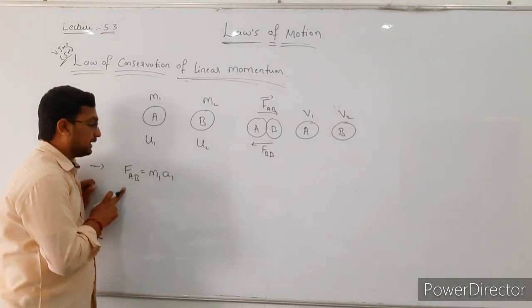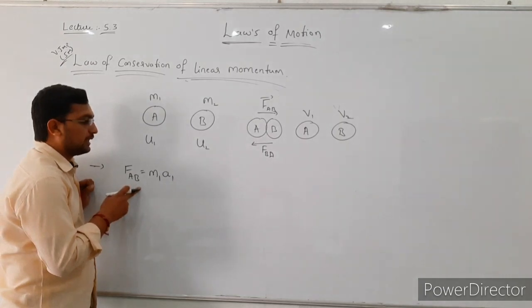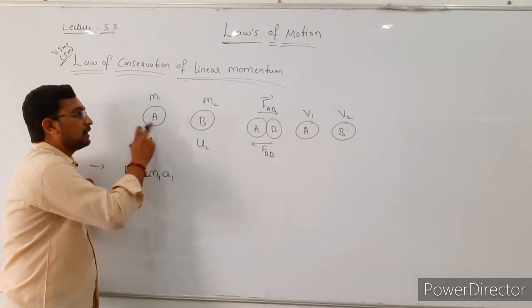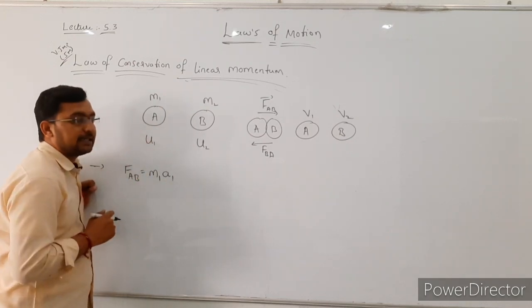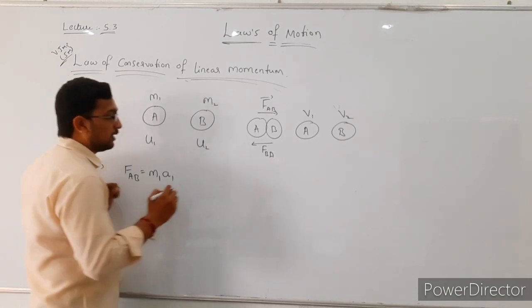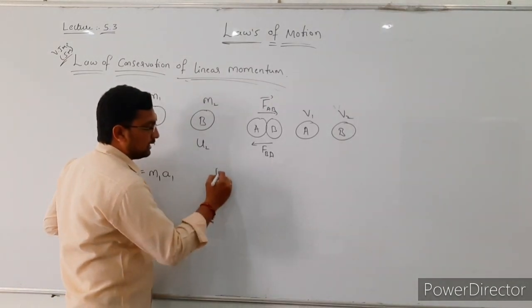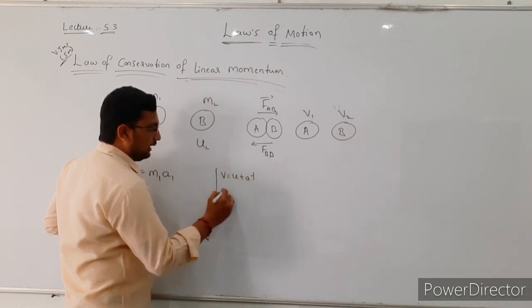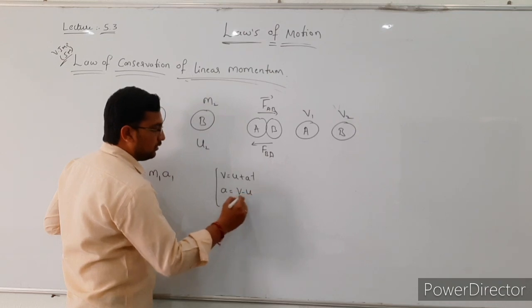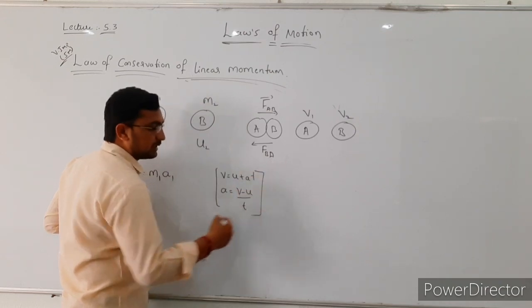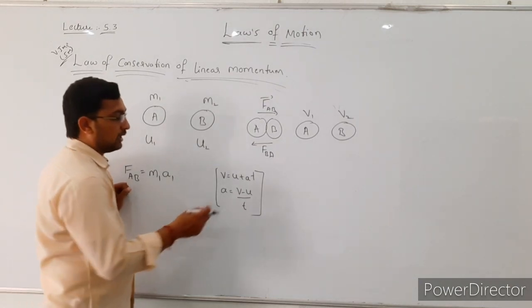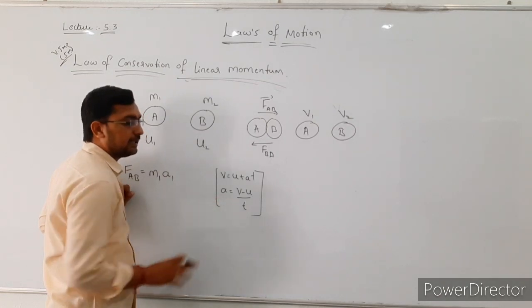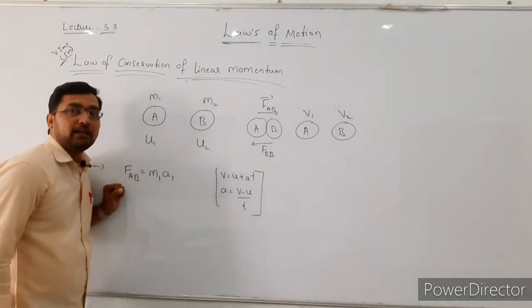According to Newton's second law, the force exerted by the first body on the second body is m1 into a1. Here m1 indicates the mass of the first body, and a1 indicates its acceleration. Already we know the equation of motion, v is equal to u plus at. From this relation, a is equal to v minus u divided by t. This is the acceleration expression. Here v is the final velocity, u is the initial velocity, t is the time interval, and a is the acceleration.